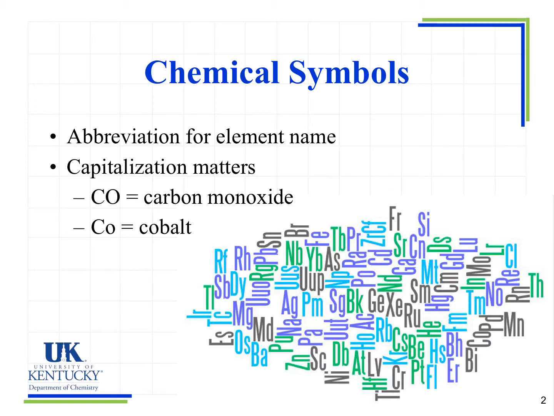Notice that capitalization is very important. When we have a chemical symbol for an element, it always starts with a capital letter, and if it has a second letter, the second letter is always lowercase. So if we see capital C, capital O, that is actually a compound that contains both carbon and oxygen. If we see capital C, lowercase o, that's actually the element cobalt. So it's important to write carefully when you're writing the chemical symbols.